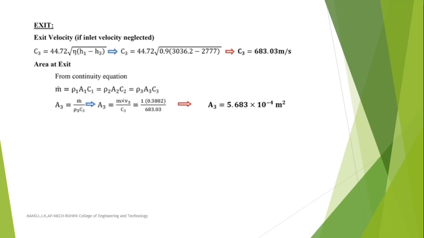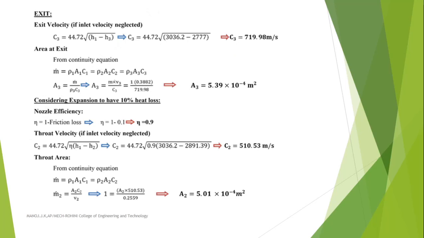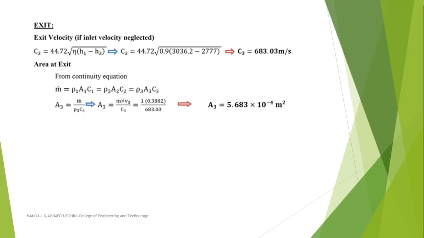The same thing for exit velocity, we have included the efficiency. C3 is equal to 44.72 into root of efficiency into H1 minus H3. Here the efficiency is 90%, so substitute as 0.9. By substituting and calculating all the values, C3 is equal to 683.03 meter per second. With the friction of 10% loss considered, the exit velocity is 683. Look at the previous step: without considering the friction, the exit velocity is 719.98. So we can see the considerable decrement in velocity due to the effect of friction. It is a very good proof.